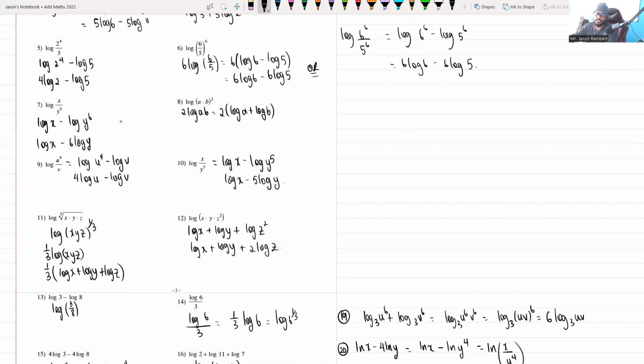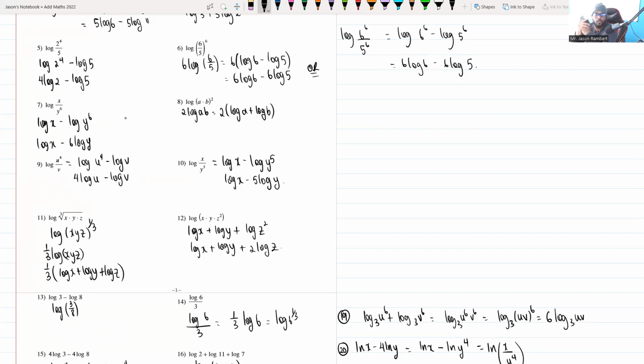Number 7, same principle. So pause the video and ask yourself, which law will I use first? Will I use law 2 first or will I use law 5 first? For number 7, I have to use law 2 first because the 6 there is on the power of y alone. It's not on the power of x over y. So I'll separate them using law 2, then I'll use law 5 on the log of y to the power of 6.